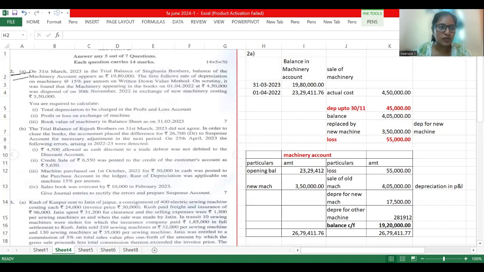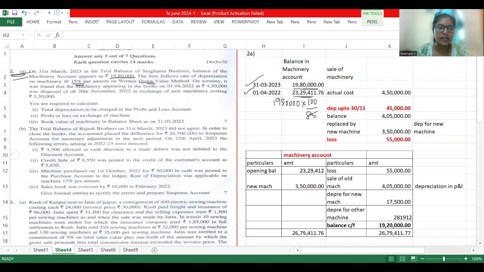So first question 2A. On 31st March 2023, in the trial balance of Singhania Brothers, balance of machinery account appears to be 19 lakh 80,000. So on 31/3/23, the balance is 19 lakh 80,000. The firm follows a depreciation of 15% per annum on the written down value method. So what will be the opening balance? Opening balance will be 19 lakh 80,000 into 100 by 85. So that is what we have arrived here.